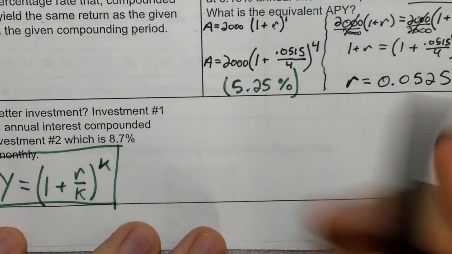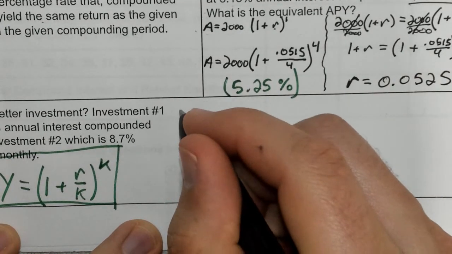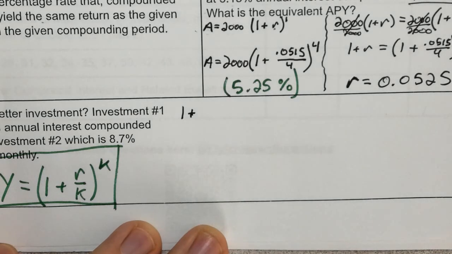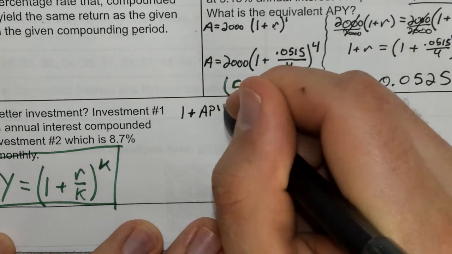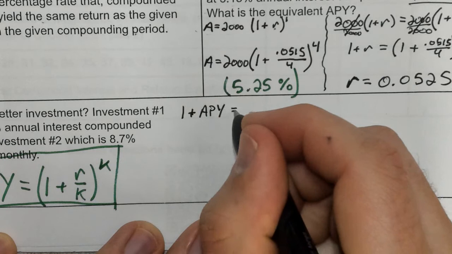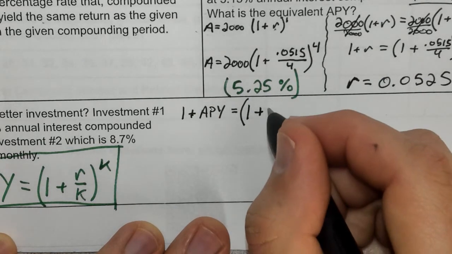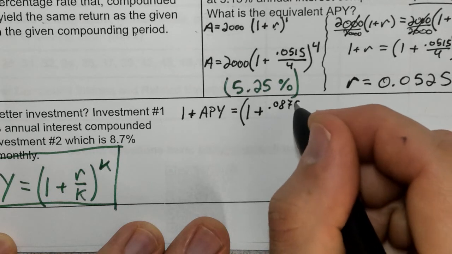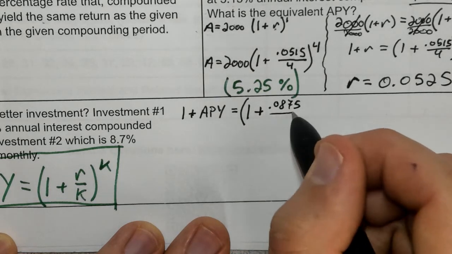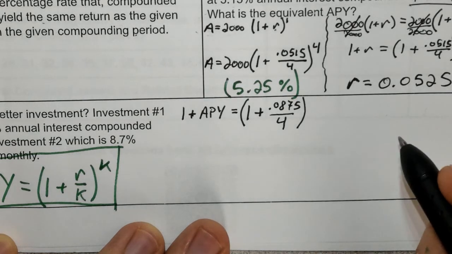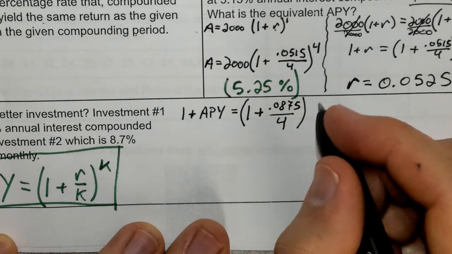So investment number 1, our formula would look like this. It would be 1 plus X, or 1 plus... Do you guys want me to write X or APY? Are we going to get confused if I write X? Okay, I'm going to write APY. So 1 plus the APY is equal to 1 plus the rate, which is 0.0875, divided by 4, because that first investment is compounded quarterly. Raised to the 4.